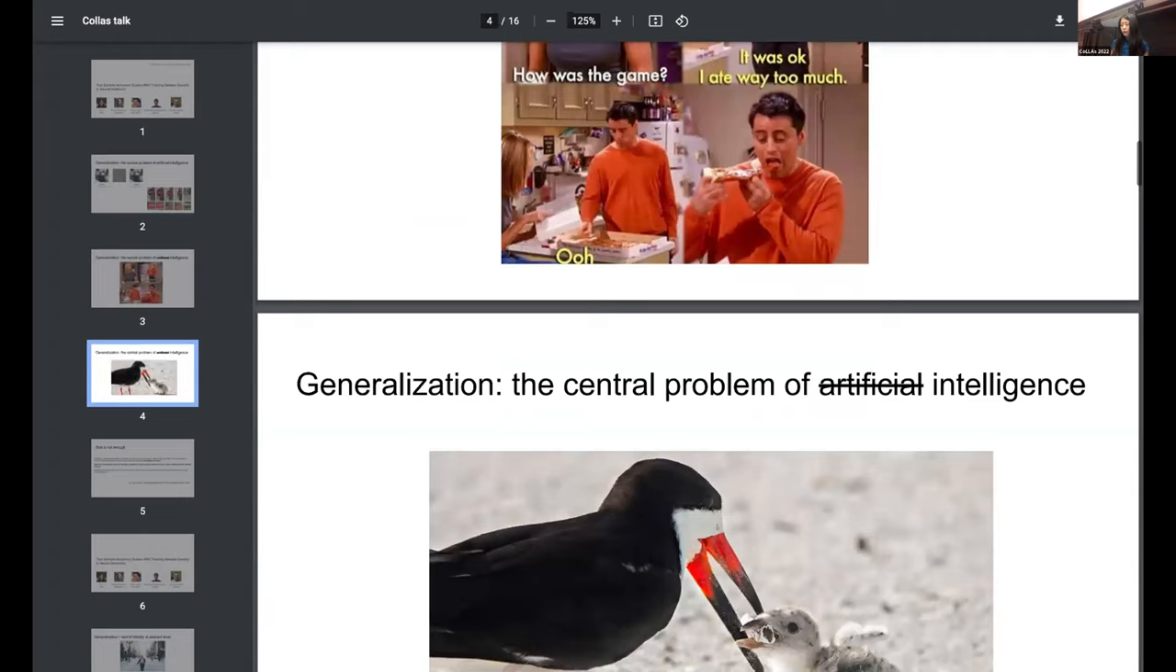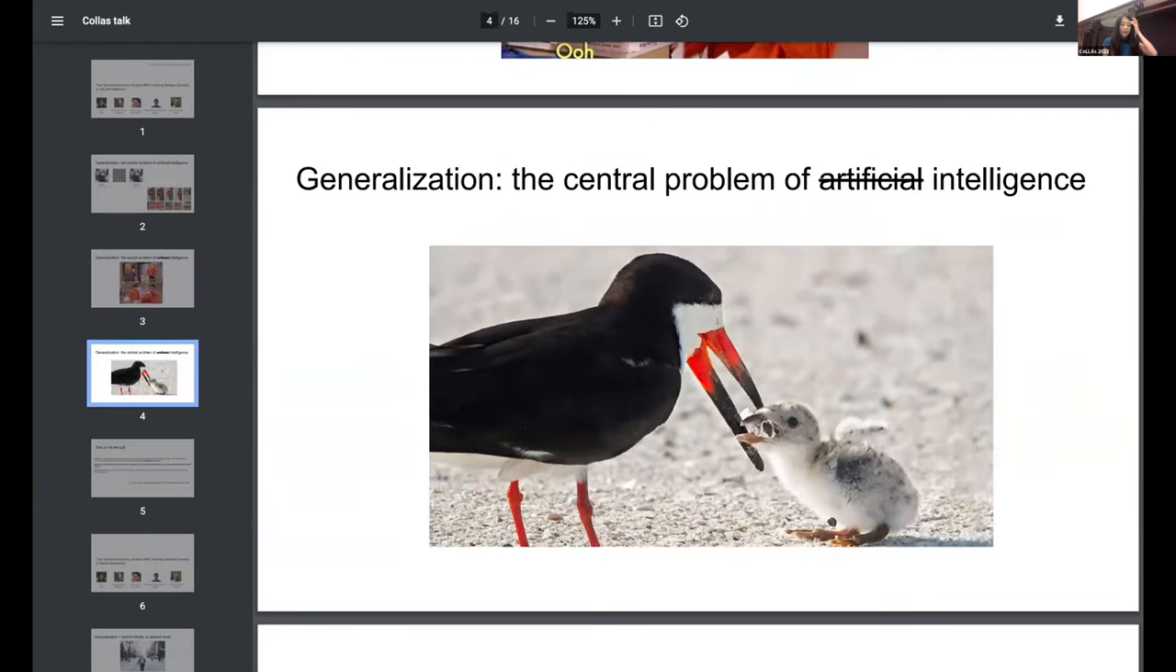And in fact, you can look at generalization as the central problem for all learning processes, whether biological or artificial. Here's an example that I saw in The Guardian recently. It's quite sad, but relevant to our current reality: a black skimmer bird feeding a cigarette to its chick, which it has misclassified as food. Why has this bird not generalized to this test setting? Well, we live in a fast-changing world, and the larger the gap between what this bird has been trained for and what it's tested on, the more likely it is to make mistakes. That's what we call distribution shift, which we were just talking about.